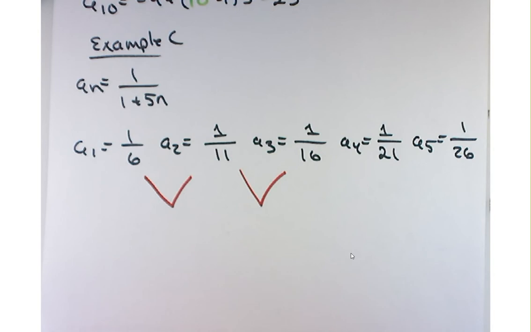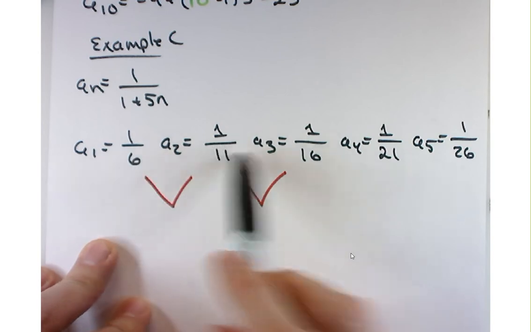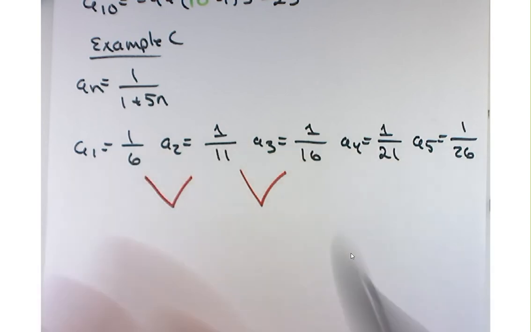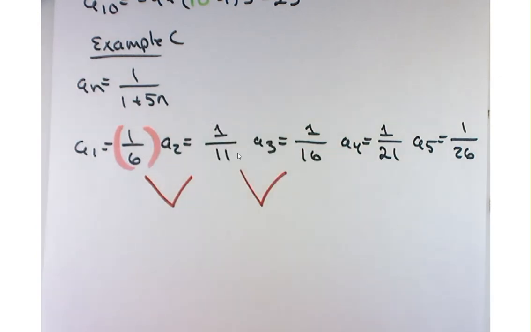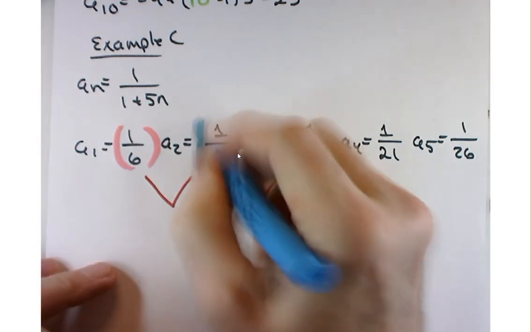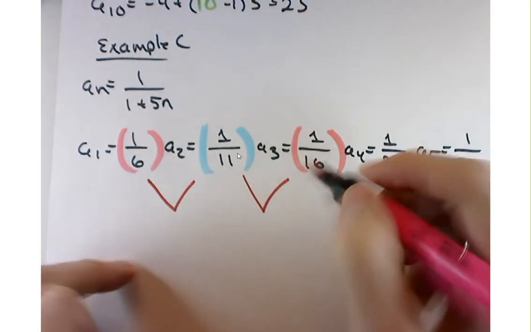This one's a little easy to get tricked by, because a lot of people look at the denominators and go, okay, yeah, 6 to 11 to 16 to 21, the common difference looks like 5, right? But really what you've got to look at is the term as a whole. You've got to look at that whole thing, and then compare it to this whole thing, and then compare it to this whole thing, and so on.